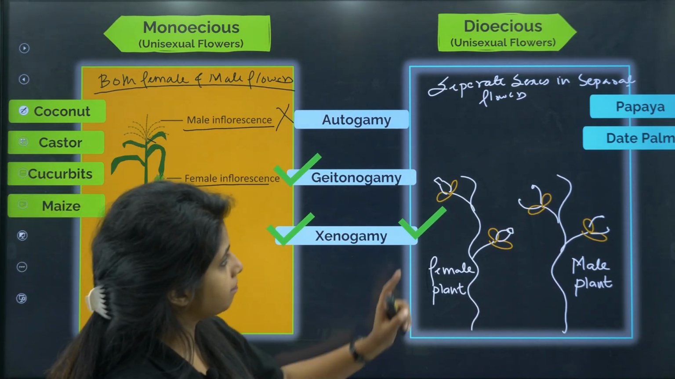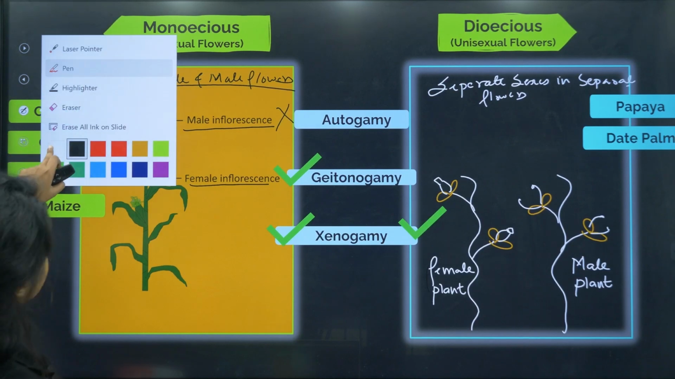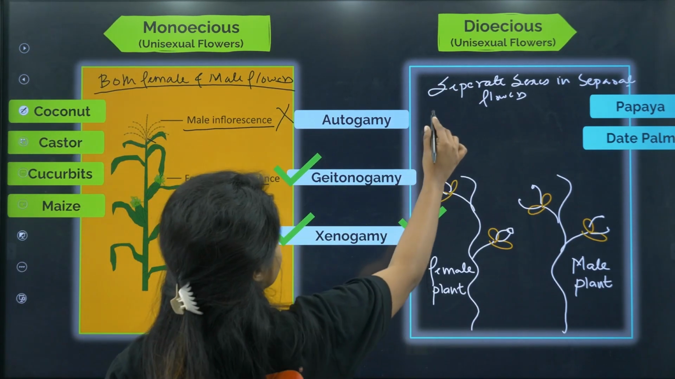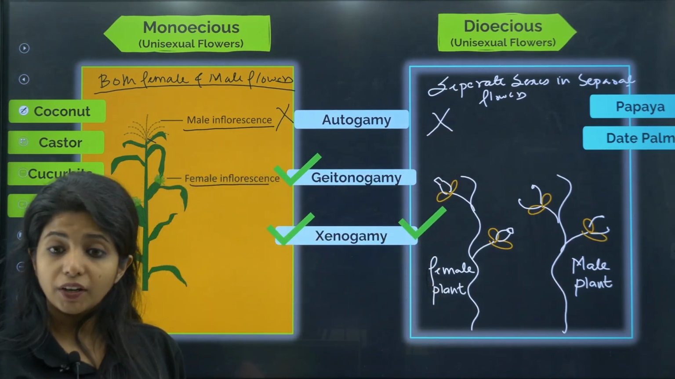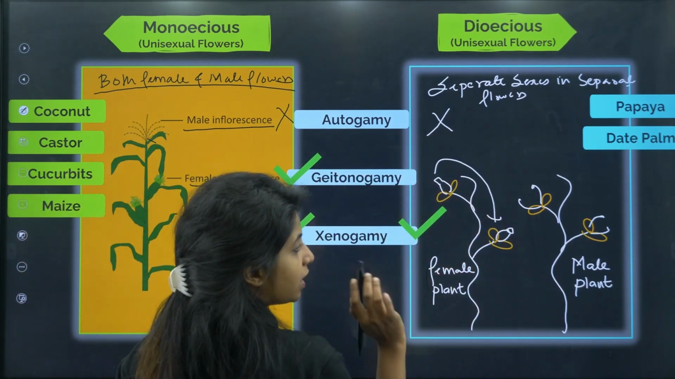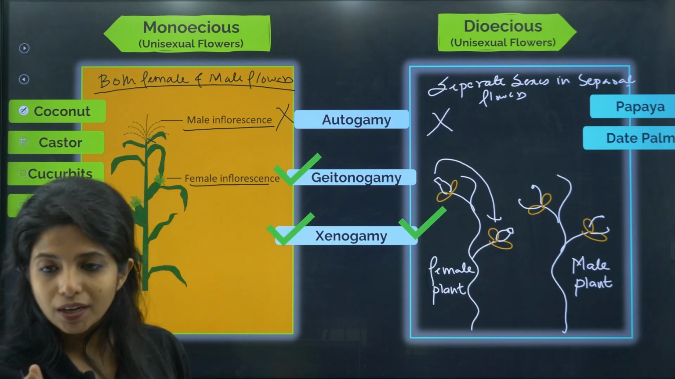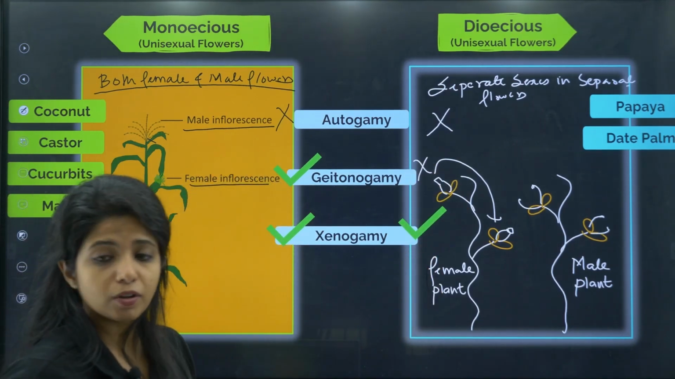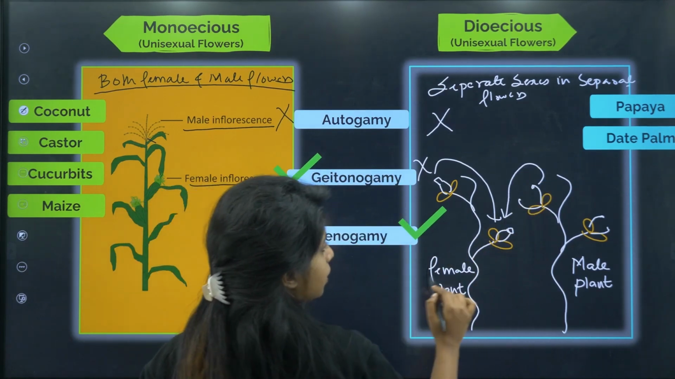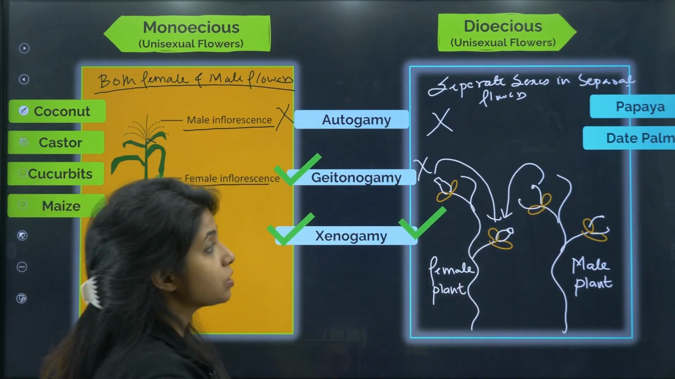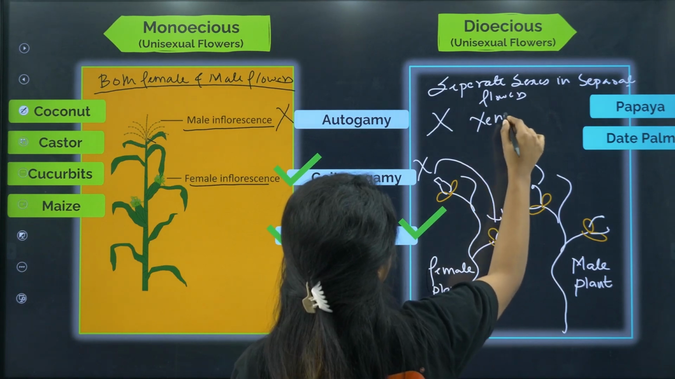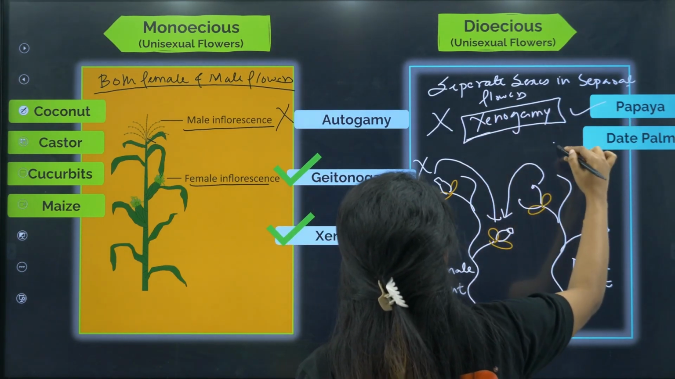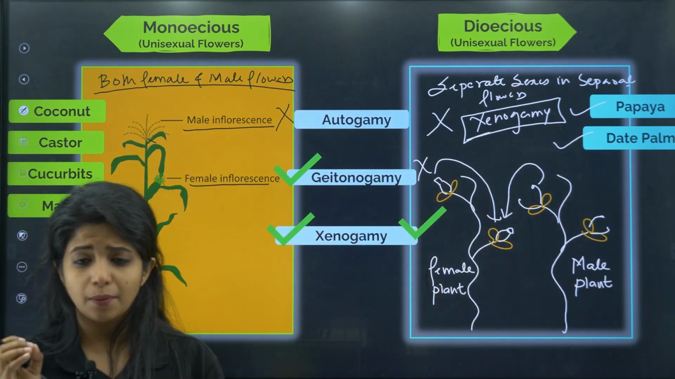But what about dioecious plants over here? Autogamy, do you think it can take place? Again, it's a very big no. What about geitonogamy? From here to here, if pollen goes, will anything work? No, children. Both of them have the same sex, so geitonogamy is not possible. Xenogamy, is it possible? Yes. From here to here, pollen can come, between plants. So xenogamy is the only possible thing in dioecious plants, children. Xenogamy is the only possible thing in dioecious plants, and papaya and date palm are very important examples, especially papaya.